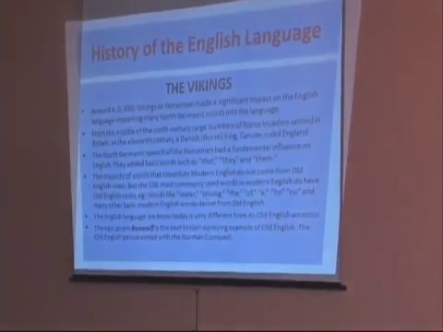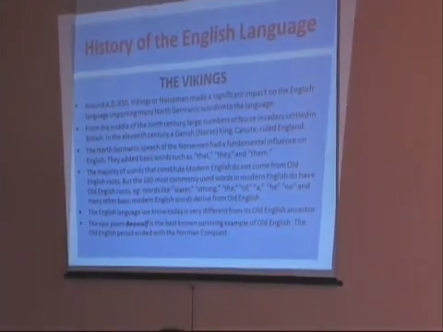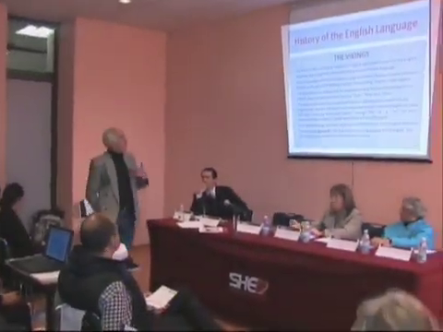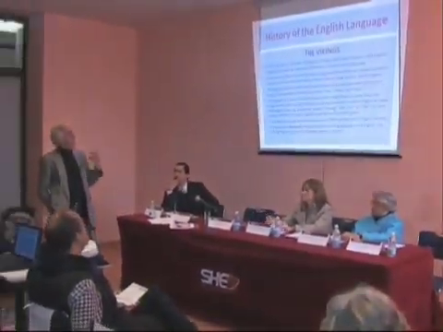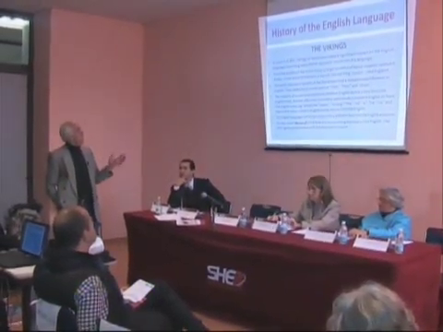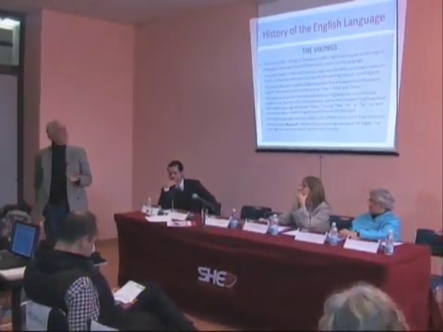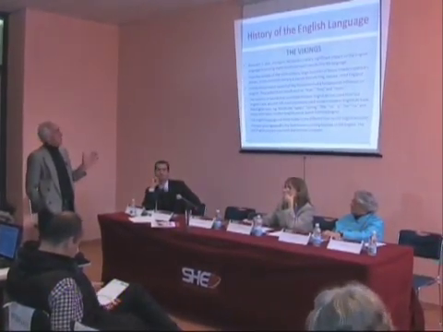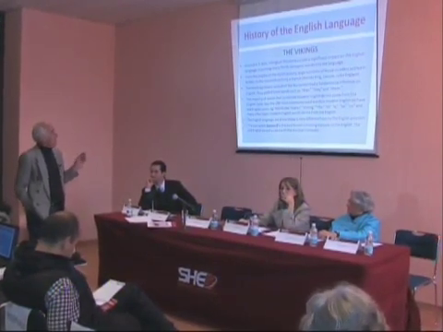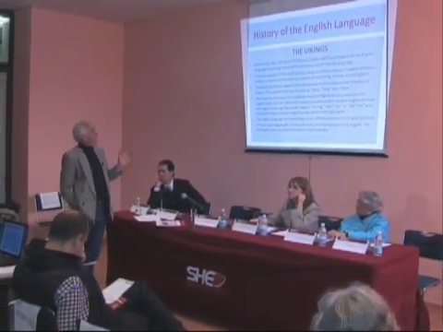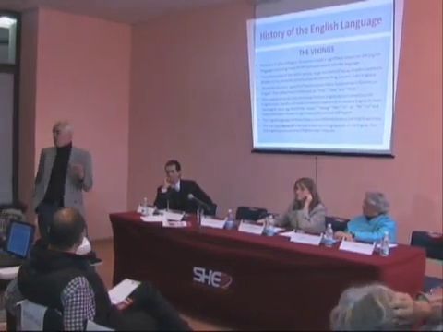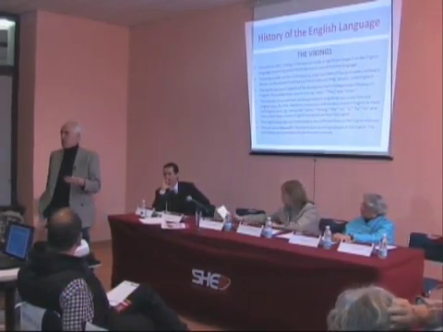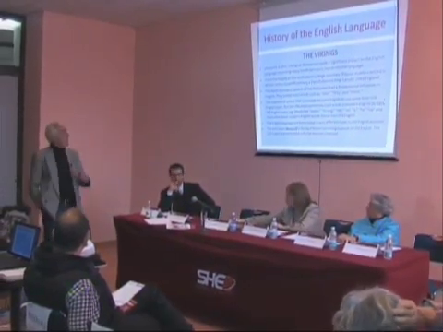Okay. Then we come on to the Vikings around AD 850. Vikings, or sometimes called Norsemen, made a significant impact on the English language, importing many North Germanic words into the language. From the middle of the 9th century, large numbers of Norse invaders settled in Britain. In the 11th century, a Danish Norse king, Canute, ruled England. As a kid in England, everybody knows about King Canute. It's one of the things that everybody knows.